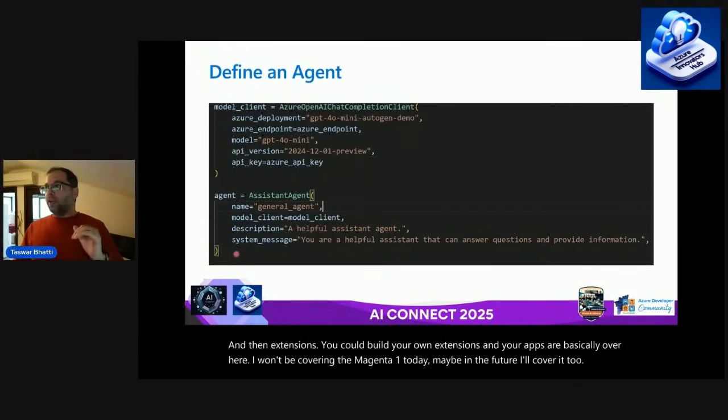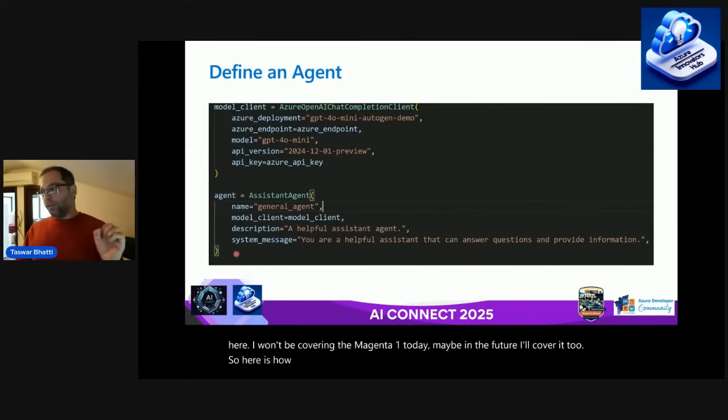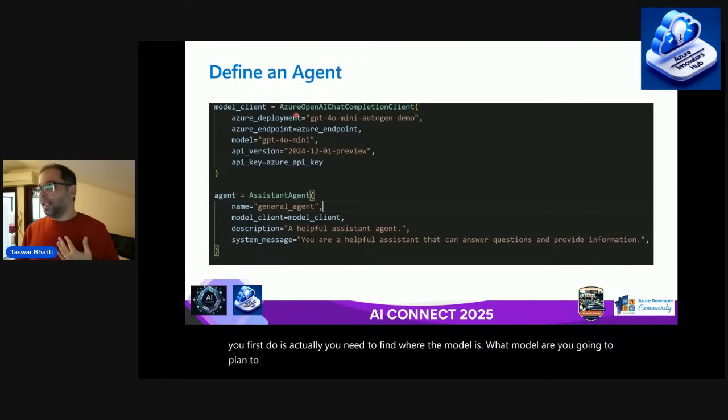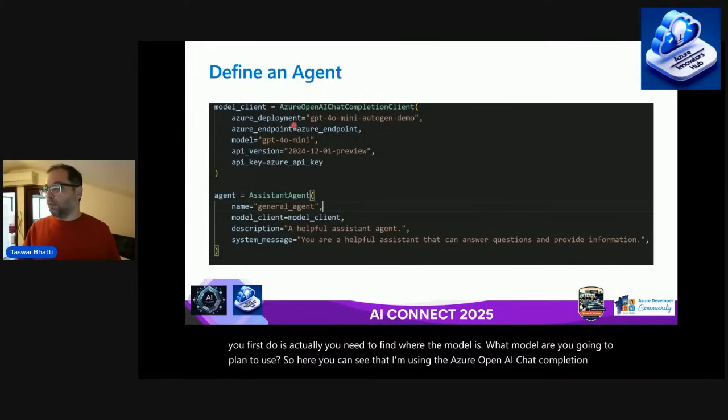So here is how we define an agent. This is Python code. Basically, what you first do is you need to define where the model is. What model are you going to use? Here you can see that I'm using the Azure OpenAI chat completion client. I'm telling it where the deployment is.